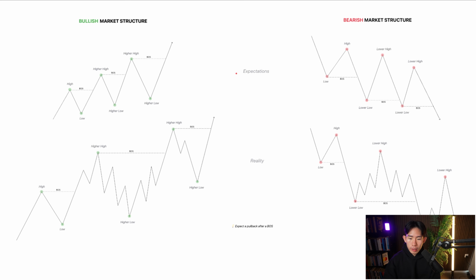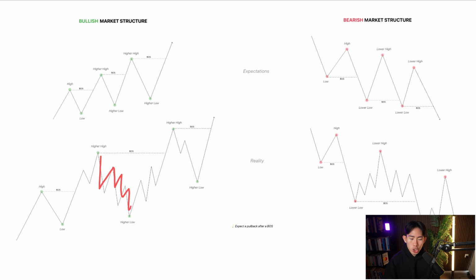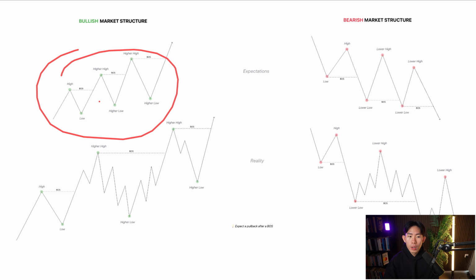Now, this is the expectation versus reality, okay? So this is what textbooks show you how market structure looks like, right? Higher highs, higher lows, lower highs, lower lows. But in reality, the market looks something just like this, where there's a lot more structural highs and lows being created on the lower time frames, in the internal structure. So it's important for you to understand the core principles of market structure, so this way you are never ever lost in live market conditions. Because you cannot expect this sort of price action to be present in real market condition.